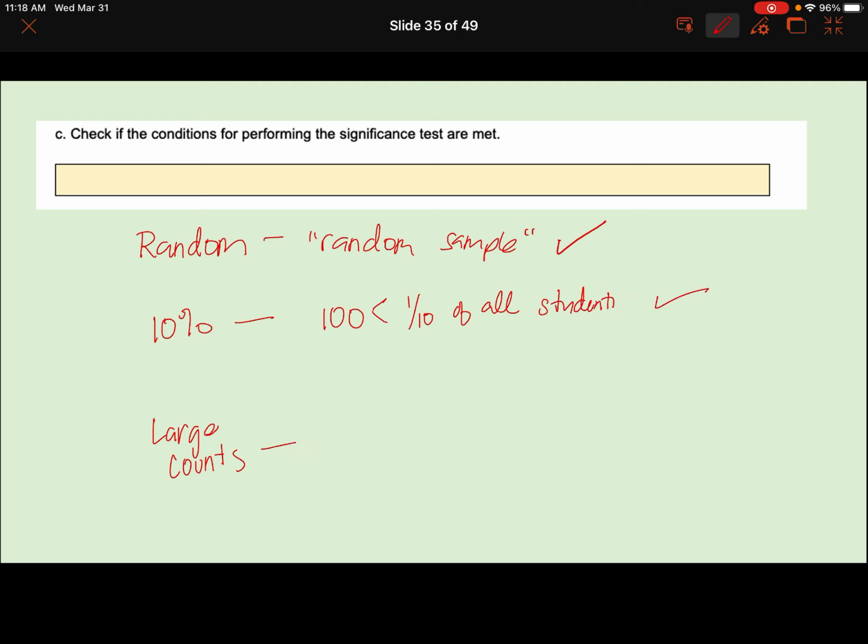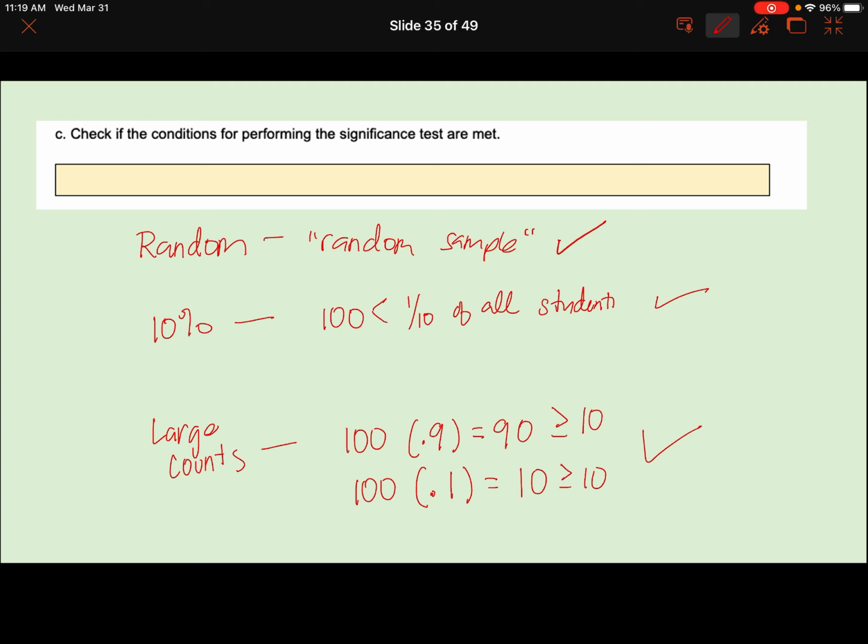For large counts, we have to see, would we expect to have at least 10 successes and at least 10 failures? So let's see, I've got 100. We would expect 90% of them to be able to smell the skunk, so that's 90. And then that means that we would expect 10% of them to not be able to identify it, which is 10. Both of those numbers are greater than or equal to 10, which means the large counts condition has been passed. This means we can go ahead and use a normal distribution to model.